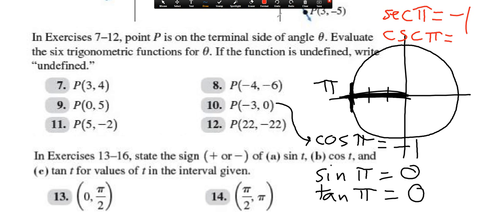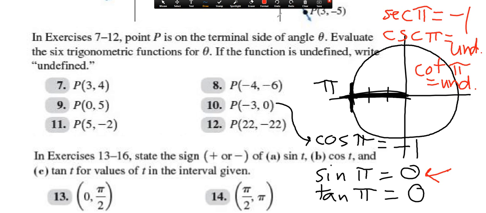How about the cosecant? I got a vote for undefined. Do you agree with that or not? So we've got to go down here and look at the sine. Is the reciprocal of 0 undefined? Yes. Good job. What about the cotangent? Yeah, same thing, undefined.